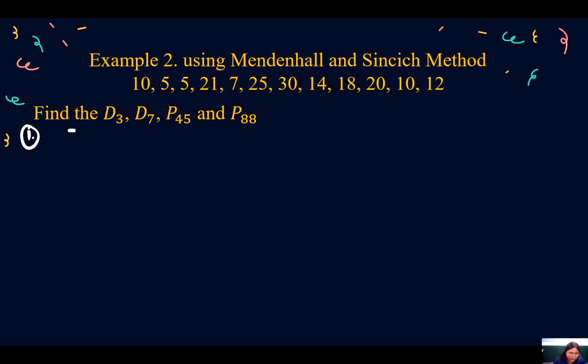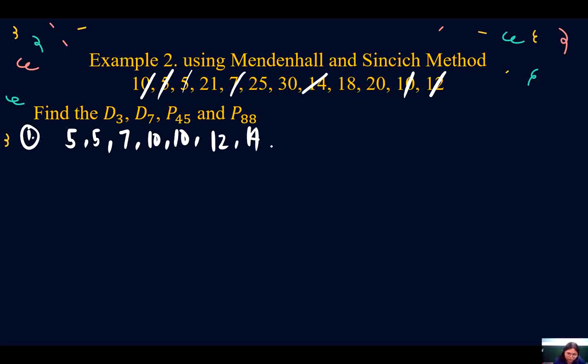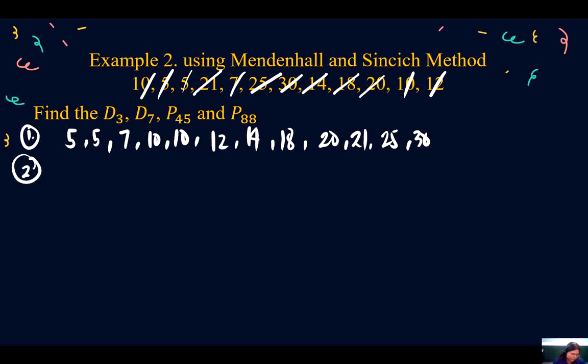So the first one is 5. Let me eliminate this, 5. So we have 2, 5. Next is 7. Next is 2, two tens. Next one is 12. Next is 14. Next is 18. Next is 20. Next is 21. Next is 25. And 30.